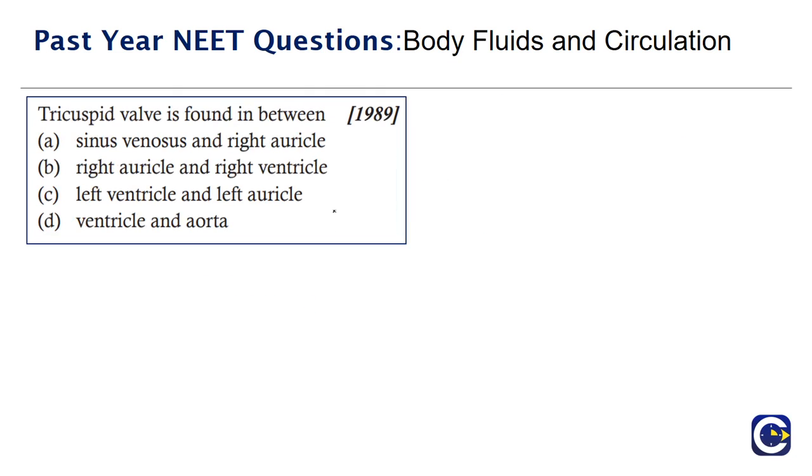The tricuspid valve is found between: sinus venosus and right auricle, the right auricle and the right ventricle, the left auricle and the left ventricle, the ventricle and the aorta. So this is a fact. The tricuspid valve is found between the right auricle and the right ventricle. It regulates the flow of blood between the right auricle and the right ventricle.